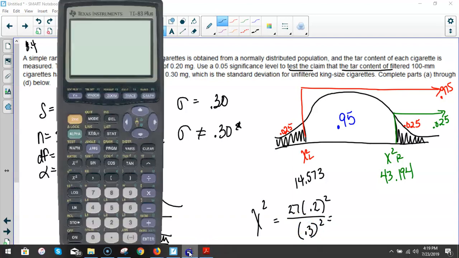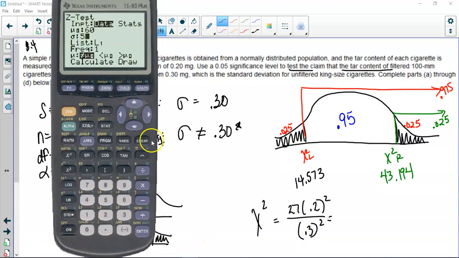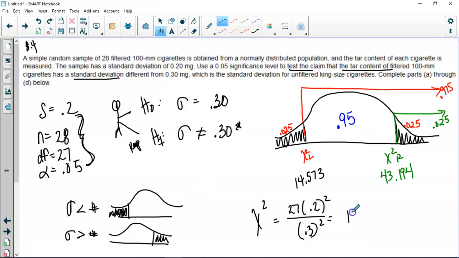And let's find the test stat. So I'm going to plug this in. 27 times 0.2 squared, I'll just write it like this, divided by, my calculator is kind of old, so I tend to put things in parentheses just to be on the safe side. And I get a test stat of 12.